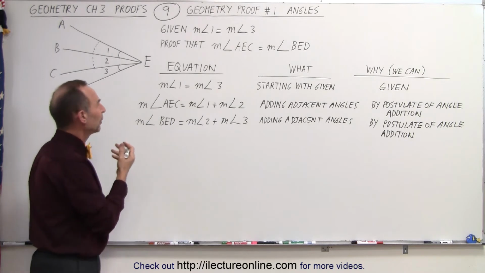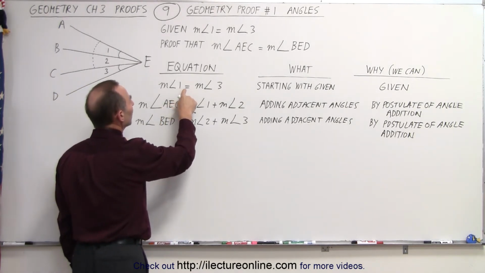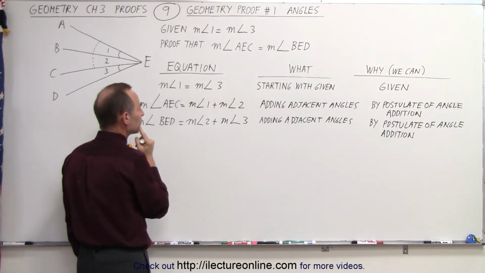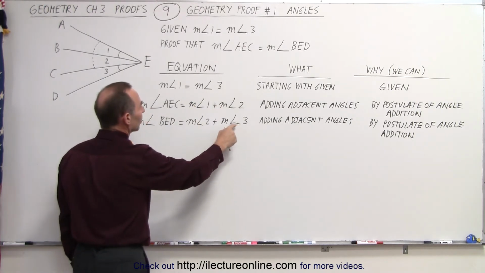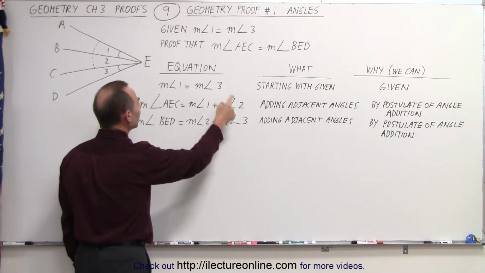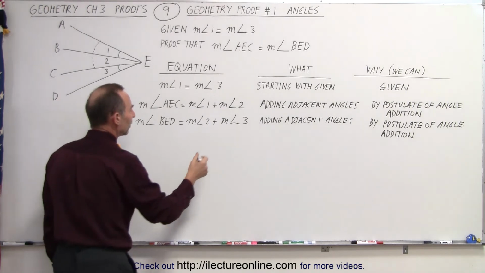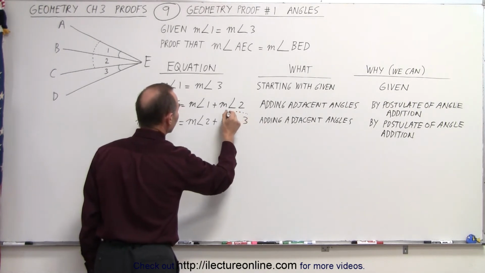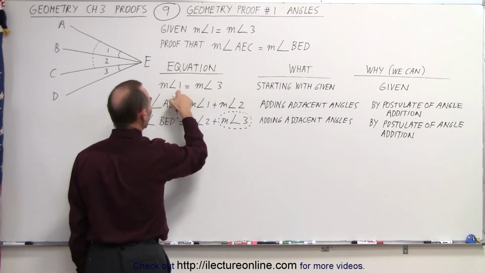Now next, where do we go next? Well, we were given that the measure of angle 1 is equal to the measure of angle 3. In other words, we could replace the measure of angle 3 by the measure of angle 1. Let's do that. So what we're going to do is take this right here and replace that by the measure of angle 1.